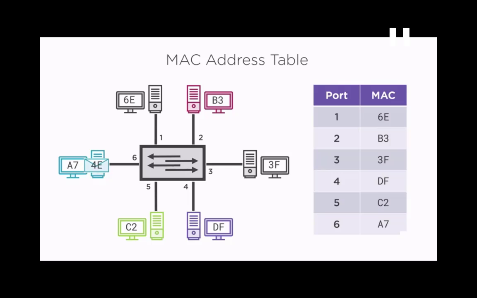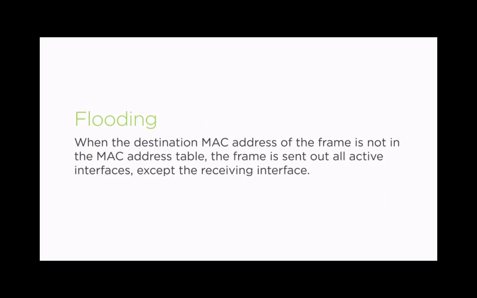Now the flooding. Flooding means when a computer sends traffic to all the ports of the switch except itself. So when the destination MAC address of the frame is not in the MAC address table, the frame is sent out all the active interfaces except the receiving interface. As I told you, if it doesn't find any matching entry in the MAC address table, it will send the traffic to all the ports of the switch. So this is called flooding.